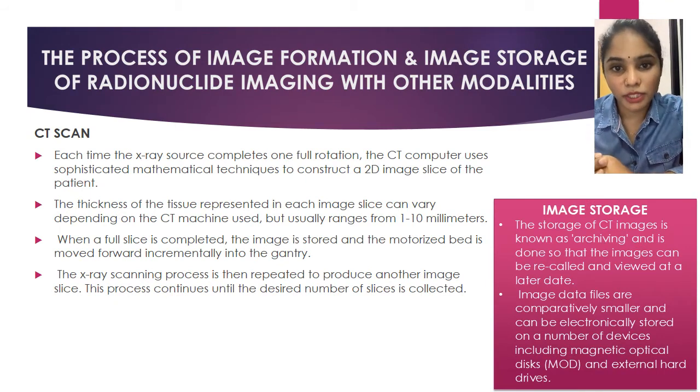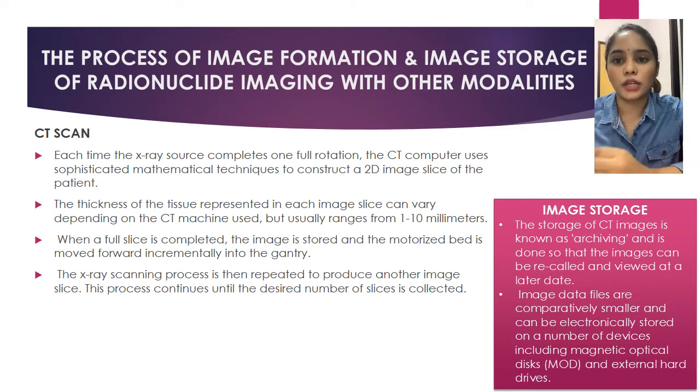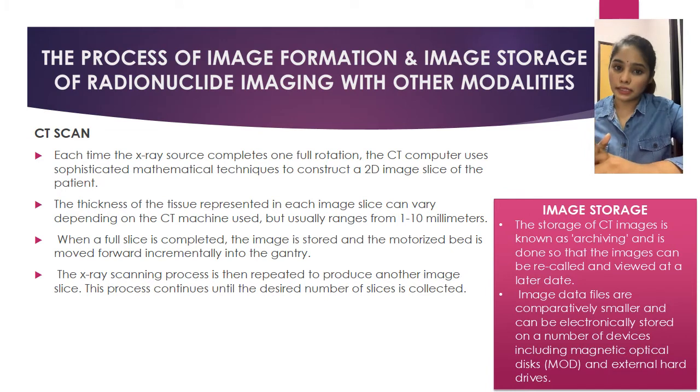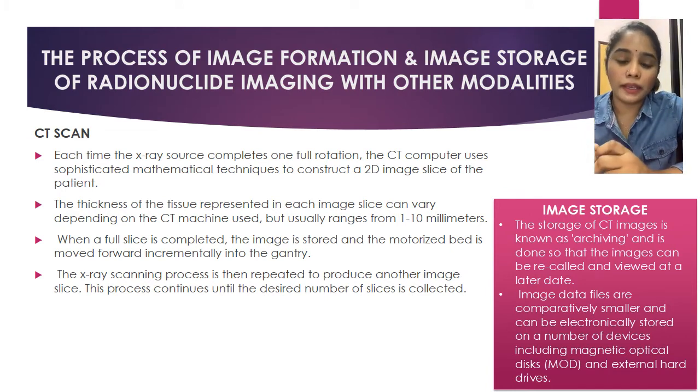The next imaging modality is CT scan. For image formation, CT scanners use special digital X-ray detectors, which are located directly opposite to the X-ray source. As the X-rays leave the patient, they are picked up by the detectors and transmitted to a computer. Each time the X-ray source completes one full rotation, the CT computer uses sophisticated mathematical techniques to construct a 2D image slice of the patient. The thickness of the tissue represented in each slice can vary depending on the CT machine used, but usually ranges from 1 to 10 millimeters.